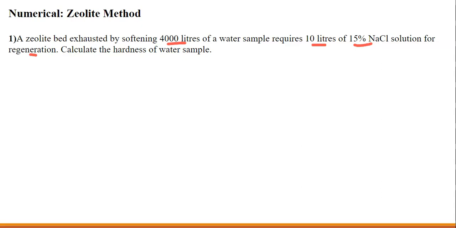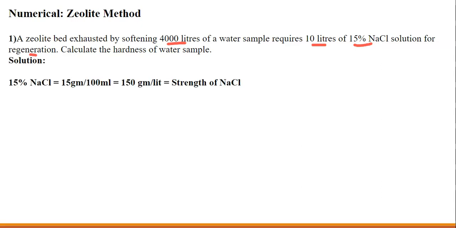So first let's write down what all things are given. So first we are given here that it requires 15% of NaCl solution. Amount of water which was softened by zeolite is 4,000 liters and we require 10 liters of 15% NaCl for regeneration of the zeolite bed.